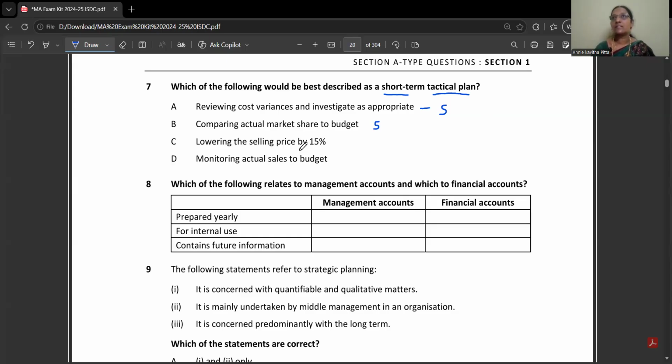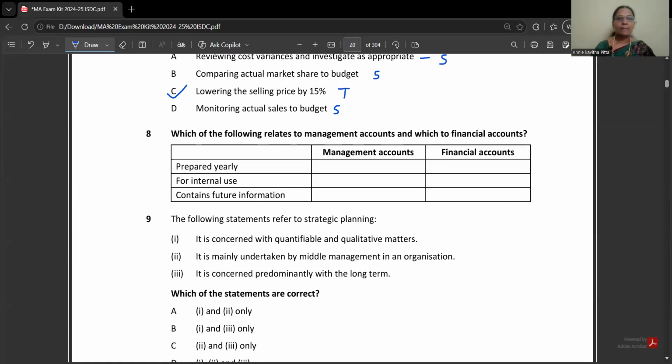See, when the decisions involve short-term plans and detailed planning, such as what should be the selling price of the products and services, that will be decided at the tactical level. So if there is a decision about lowering the selling price, this happens at the tactical level or the middle level. Monitoring actual sales to budget is also strategic level. So we now want only the tactical level, that is for a short period. So in the short period of time, whether there is a possibility of them reducing the selling price by 15%. I hope I made it clear.